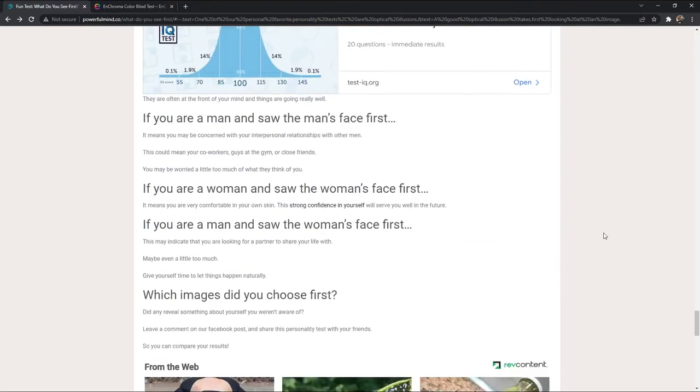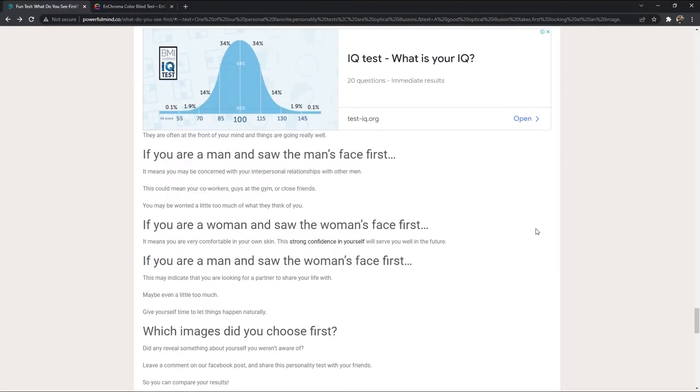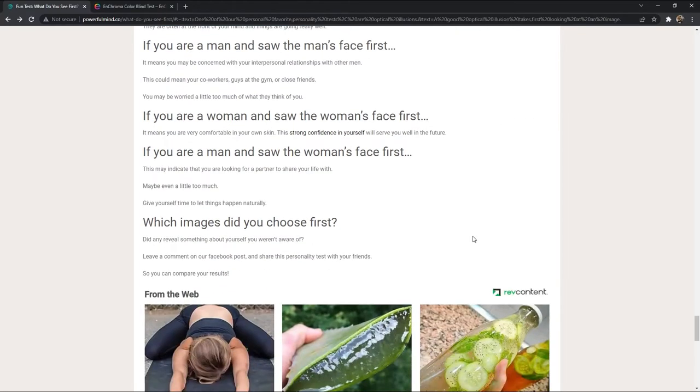Okay, I guess if you're a man who saw the woman's face first, you may indicate that you're looking for a partner to share your life with. Maybe even a little too much. Give yourself time to let things happen naturally.